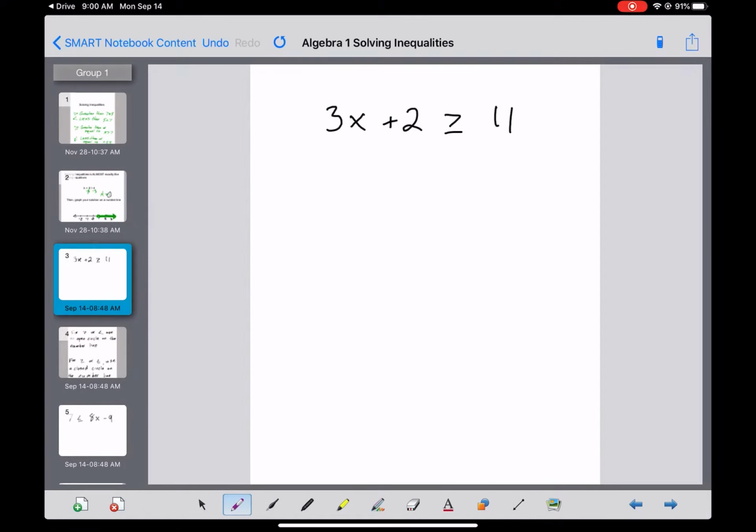So I'm still going to solve this just like any other equation. I would subtract 2 on both sides to get rid of plus 2. That would leave me 3x is greater than or equal to 9. And then divide both sides by 3 to get x by itself. So x is greater than or equal to 9 divided by 3, which is 3. So x can be anything bigger than 3, or it is allowed to be 3. x is greater than or equal to 3.